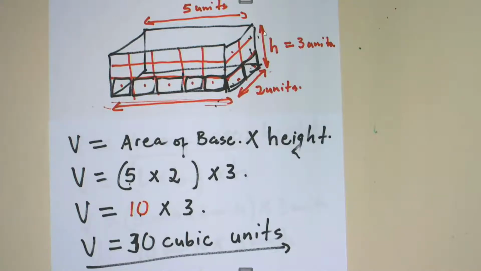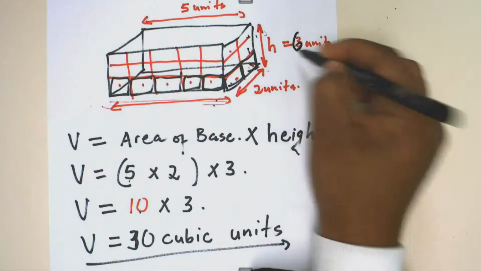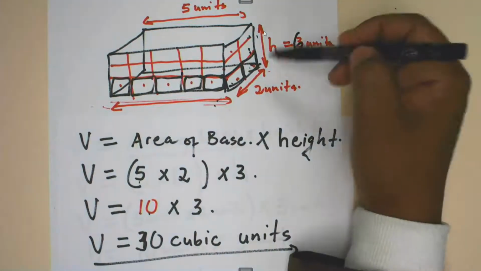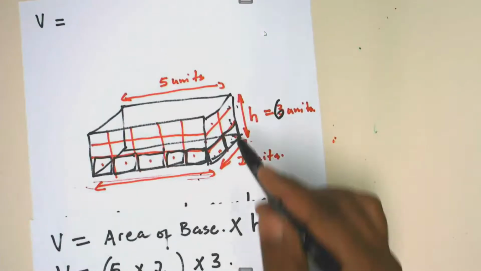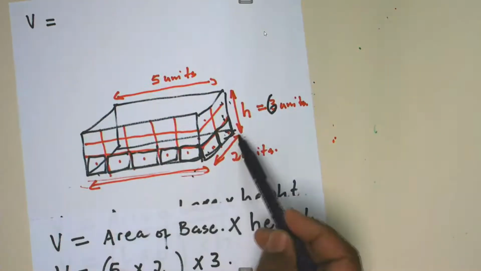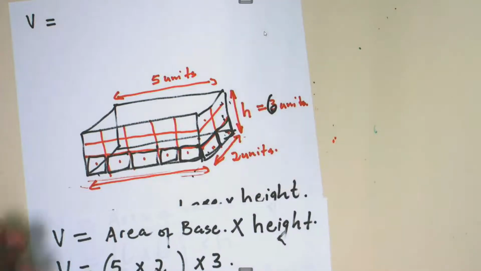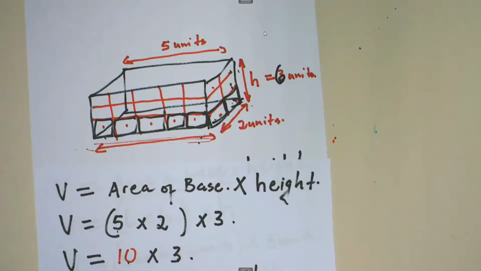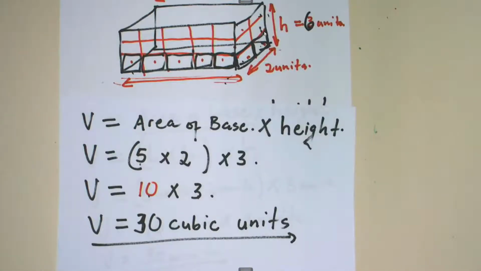It will depend. If here it was 6 units, it means we'll have how many layers going up? It was going to be 6 layers. Then it was going to be the area of the base multiplied by the 6. And therefore, it was going to be 60 cubic units that would have been used all in all.